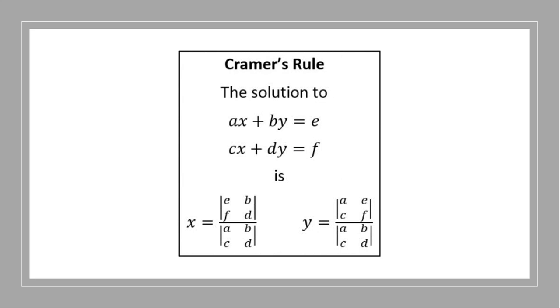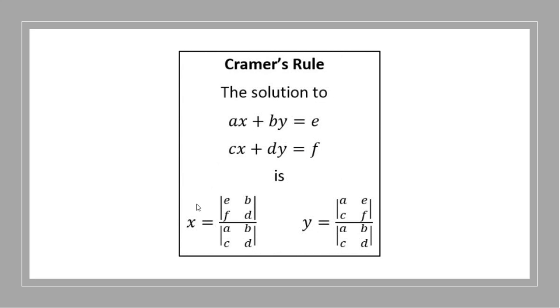First of all, you have to understand what is meant by solution. Solution always means that you want to find the values of unknown variables. So what are the unknown variables in these simultaneous linear equations? Here x and y are the unknown variables. And the coefficients of these variables are a, b, c and d, and e and f are constants.